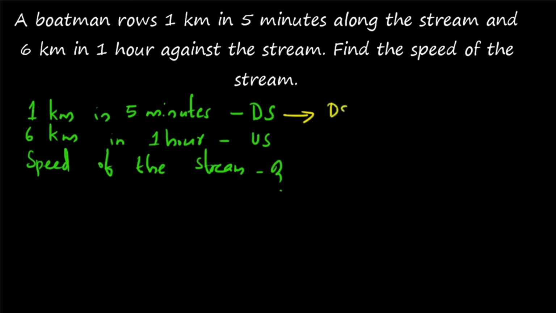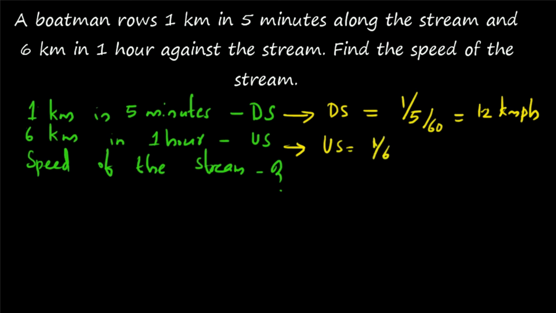Downstream speed will be equal to 1 divided by 5, 1 kilometer in 5 minutes. But you have to convert the minutes into hours, as the speed unit is kilometer per hour. Here it is given 5 minutes, so 5 divided by 60, which gives you 60 by 5, that is 12 kilometer per hour. So downstream speed is equal to 12 kilometer per hour. And what about upstream speed? Upstream speed is 6 kilometer in 1 hour, which gives you 6 kilometer per hour.